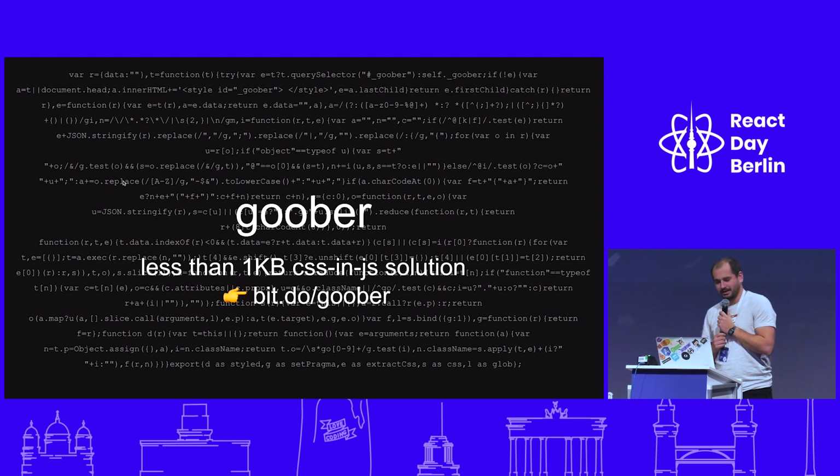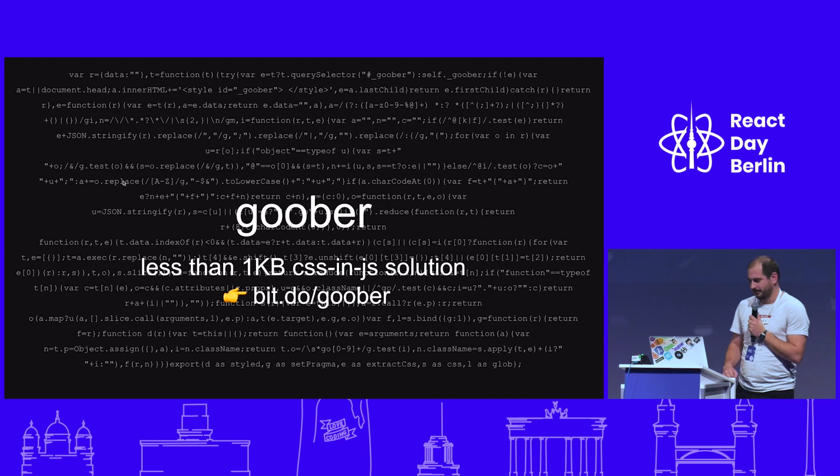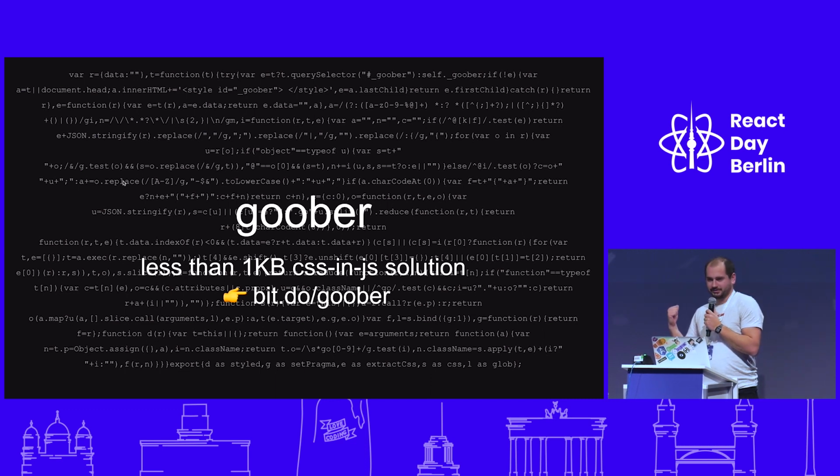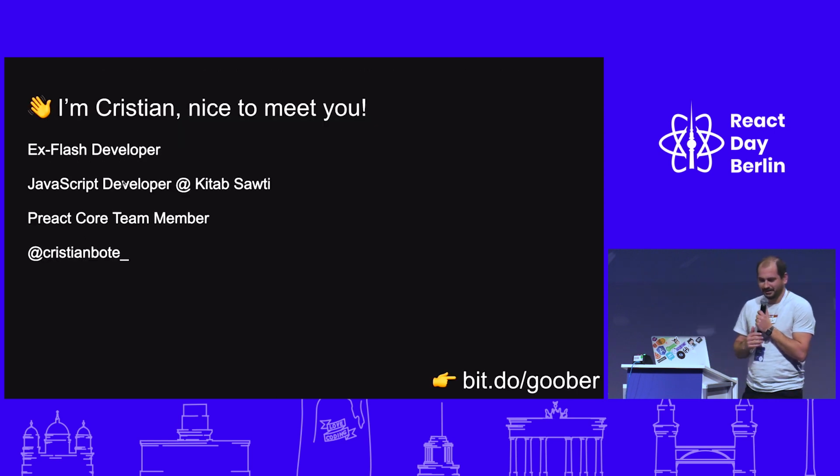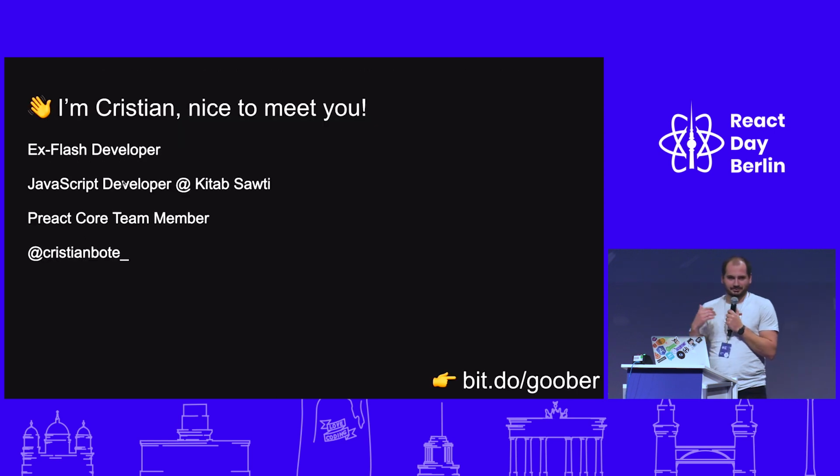It's called Goober. It's a CSS-in-JS solution, and it's built in less than 1K. In the background is actually the entire library, so I thought it was cool to put it there. I'm an X-Flash developer turned into a JavaScript one.